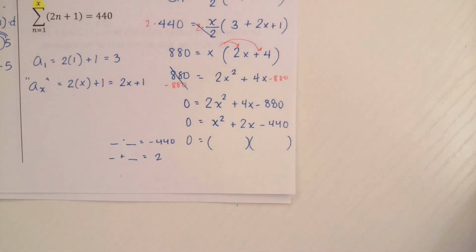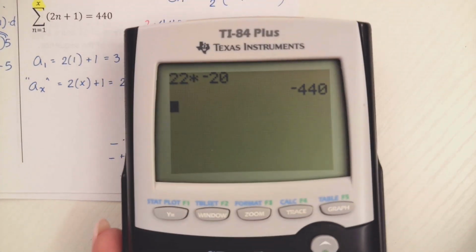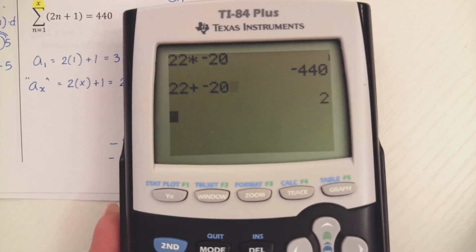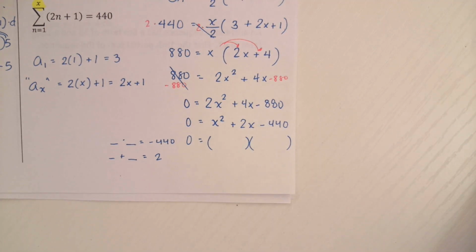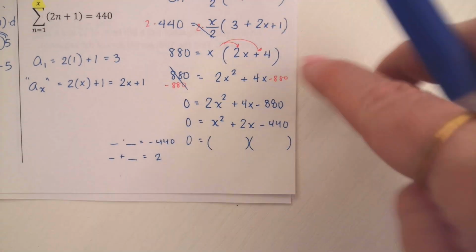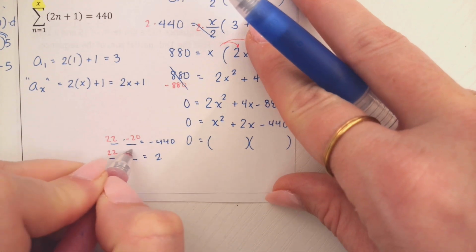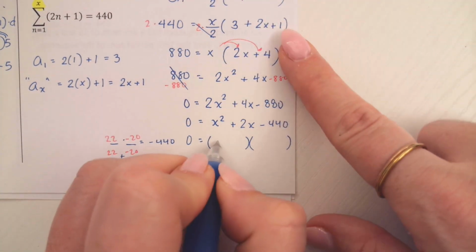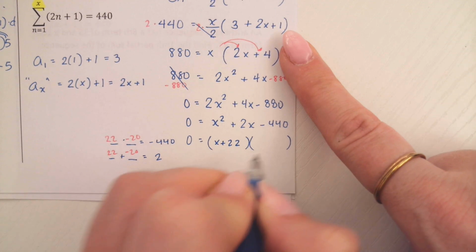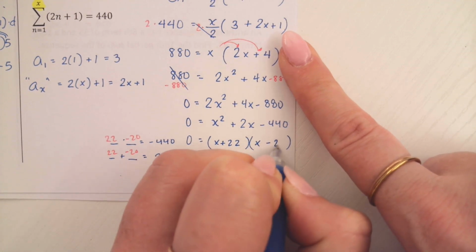Everybody's grabbing that calculator. Yes, 22 and negative 20. 22 times negative 20, it does multiply right. It does add right. Very good. Okay, so we'll get x plus 22, x minus 20.